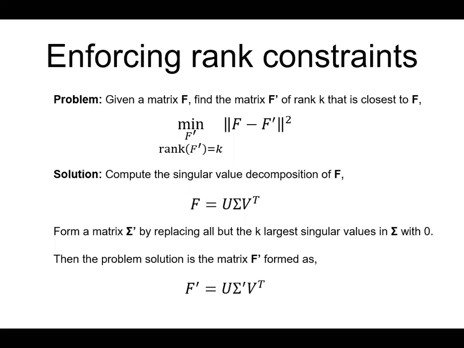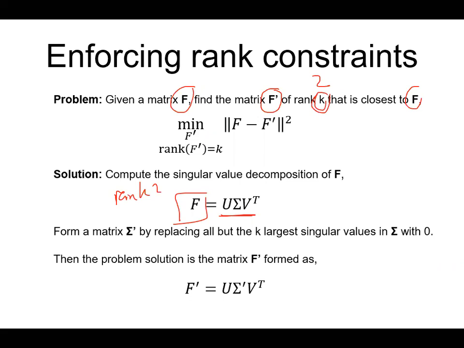So now I am given a matrix F. Please find the matrix F dash of rank 2 that is closest to F, or for rank K, for instance, if we would like to make it general. I have calculated the F. I got the F right now. So I will do another singular value decomposition for just F. So F will be equal to U sigma V transpose. How can I force this F to be rank 2?